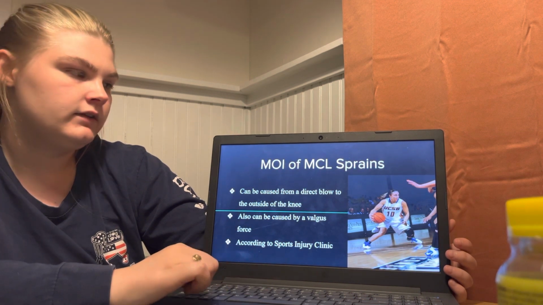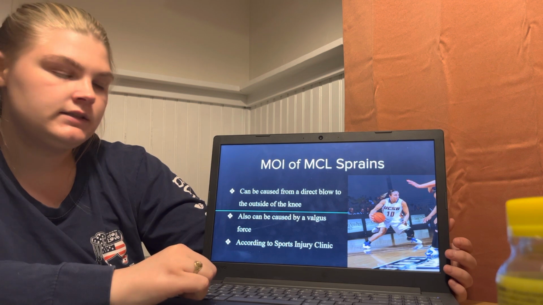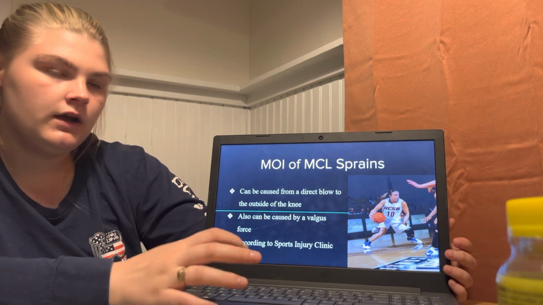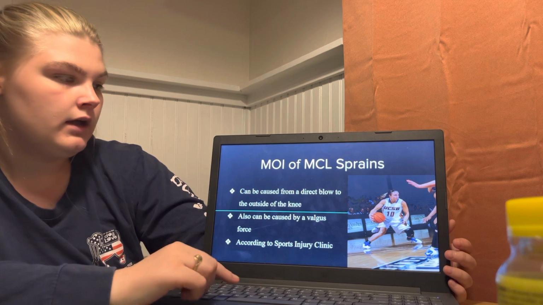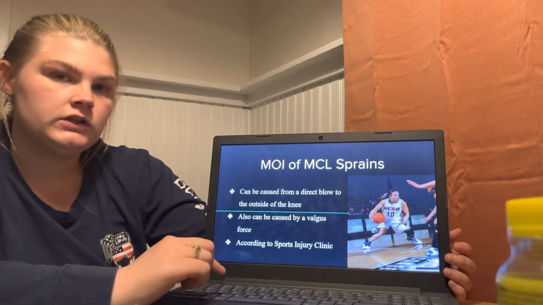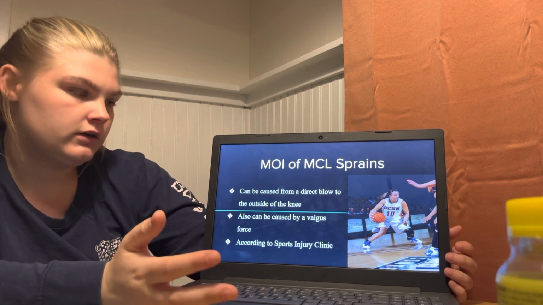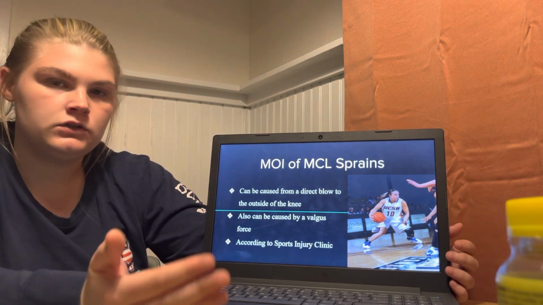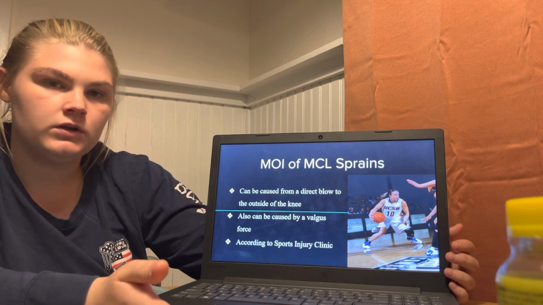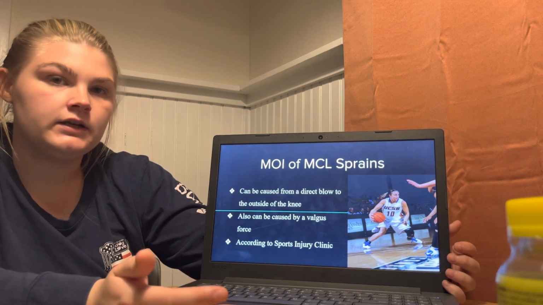So again, I have 2 MOIs listed, mechanisms of injury, of MCL sprains. One of them is that it can be caused by a direct blow to the knee, and the next one is that it can be caused by a valgus force to the knee. This is according to Sports Injury Clinic as well.